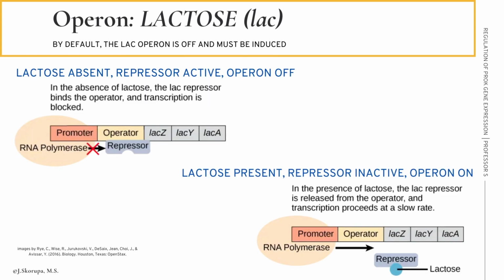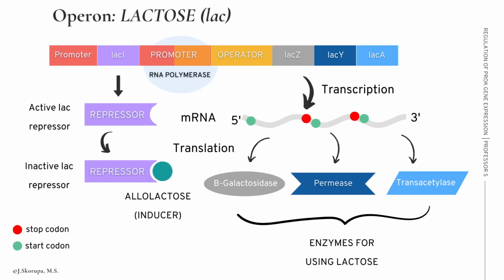Here's a summary of what we've covered so far with the lac operon. When lactose is absent, the repressor is active and the operon is off. When lactose is present, the repressor is inactive and the operon is on. So here's a schematic of the lac operon so far. When lactose and allolactose are present, the operon's turned on, RNA polymerase can bind to the promoter region, and transcription of the lac operon occurs from left to right.